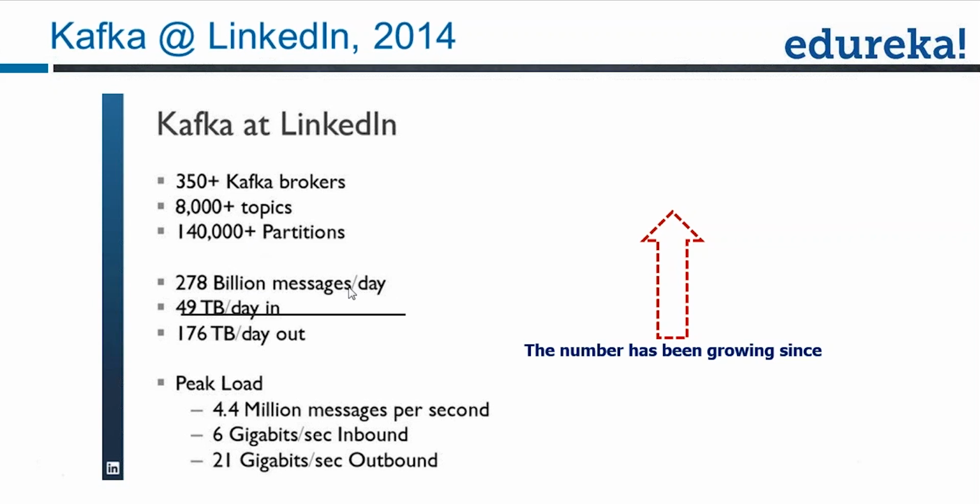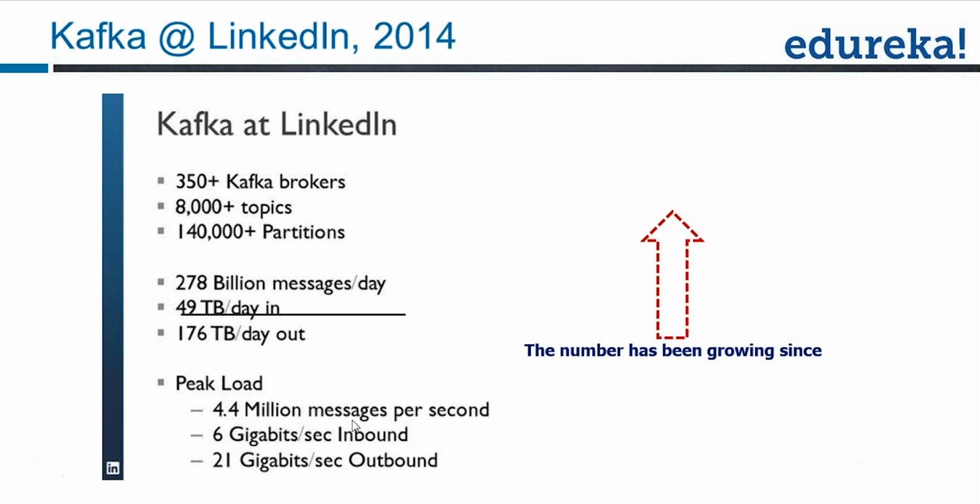278 billion messages per day. You can see this data is very huge. You can go for seconds and see how many million messages they are receiving every second. 49 TB a day in, 176 TB a day out. This is coming from Kafka at LinkedIn, the way it is performing, and it keeps on growing. Peak load is 4.4 million messages per second, which is very huge.